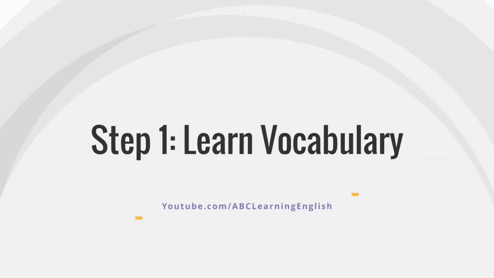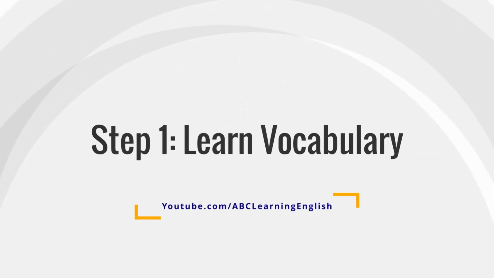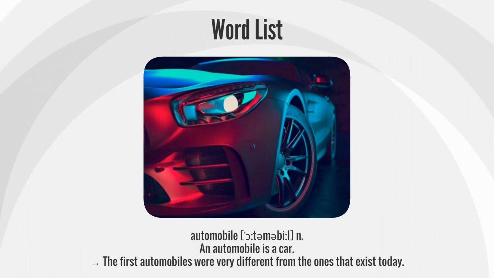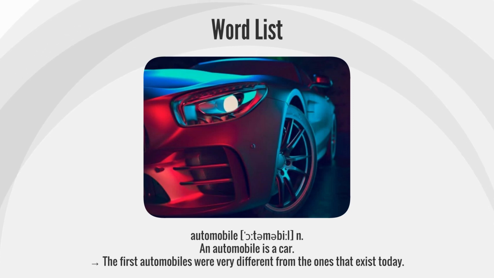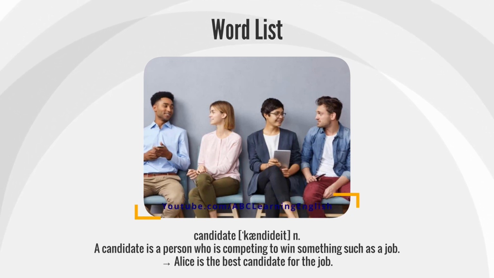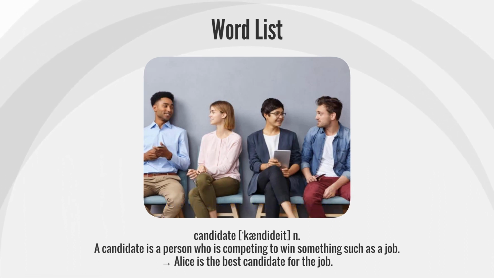Step 1. Learn vocabulary. Automobile. An automobile is a car. The first automobiles were very different from the ones that exist today. Candidate. A candidate is a person who is competing to win something, such as a job. Alice is the best candidate for the job.